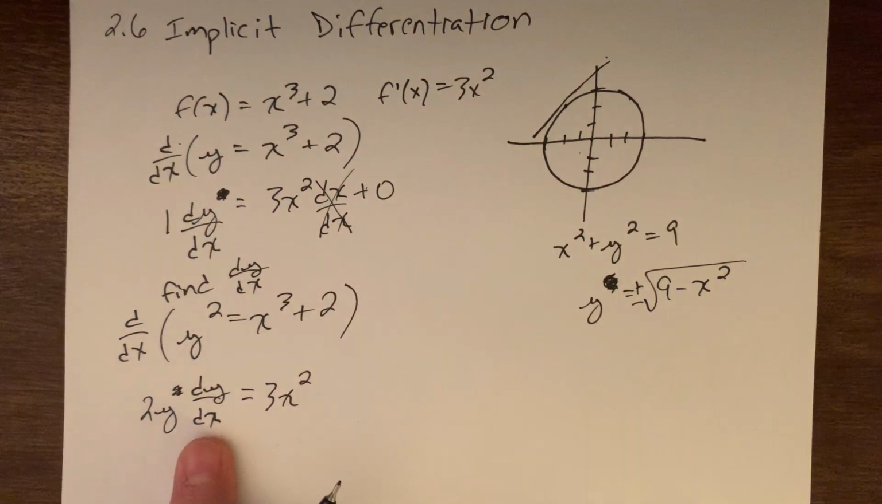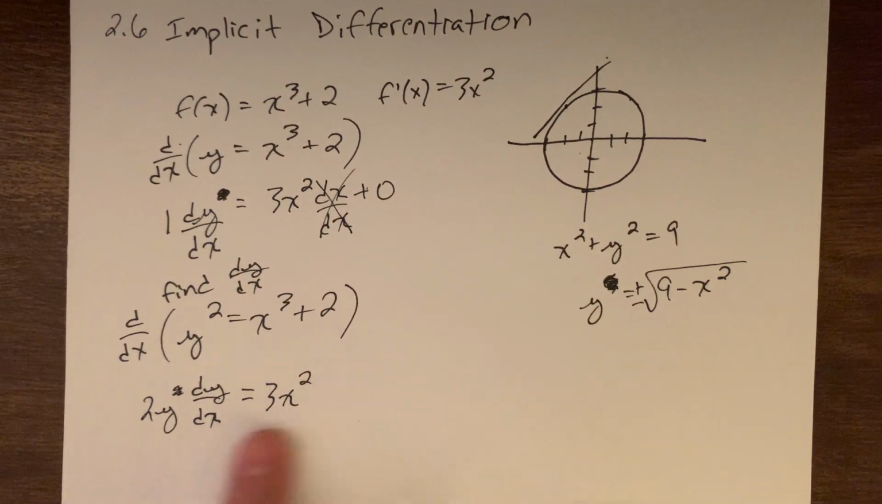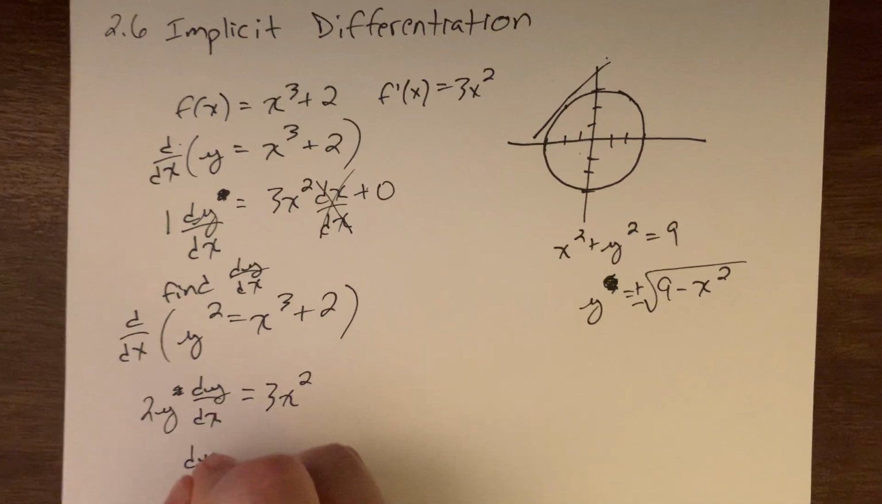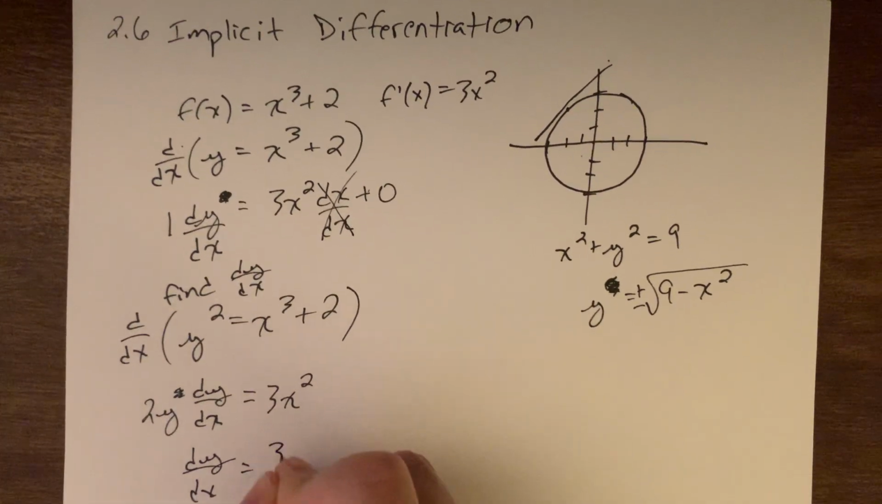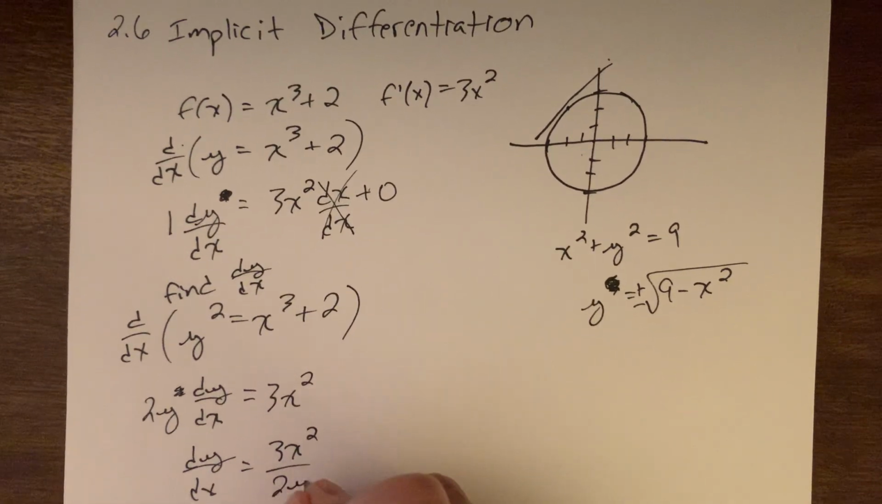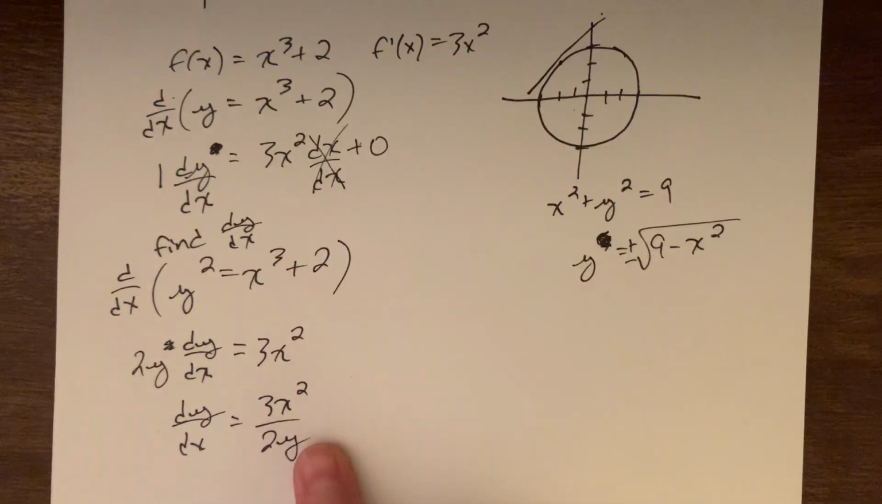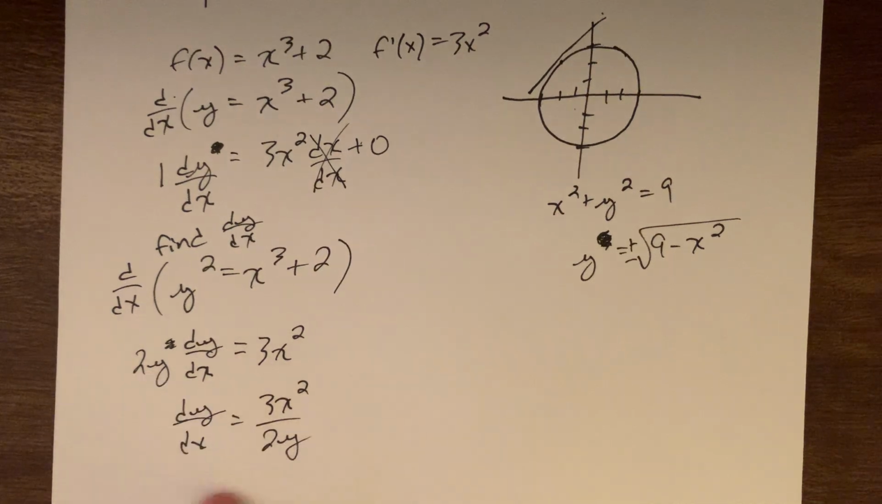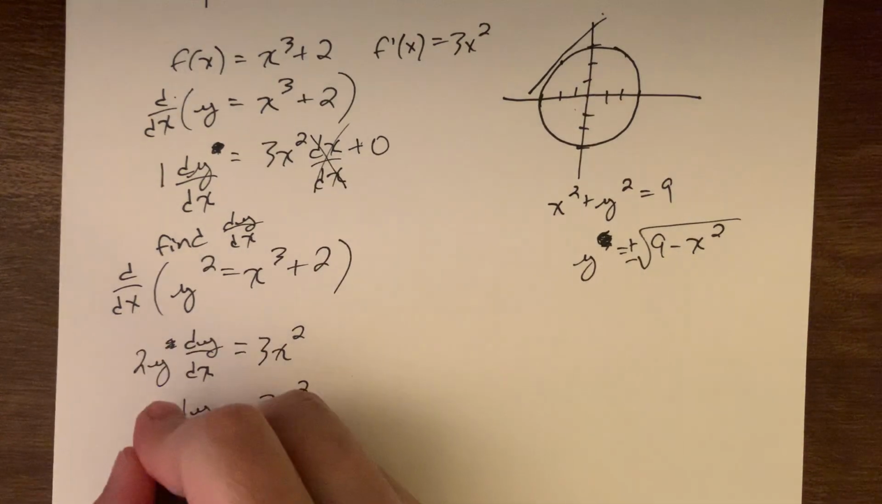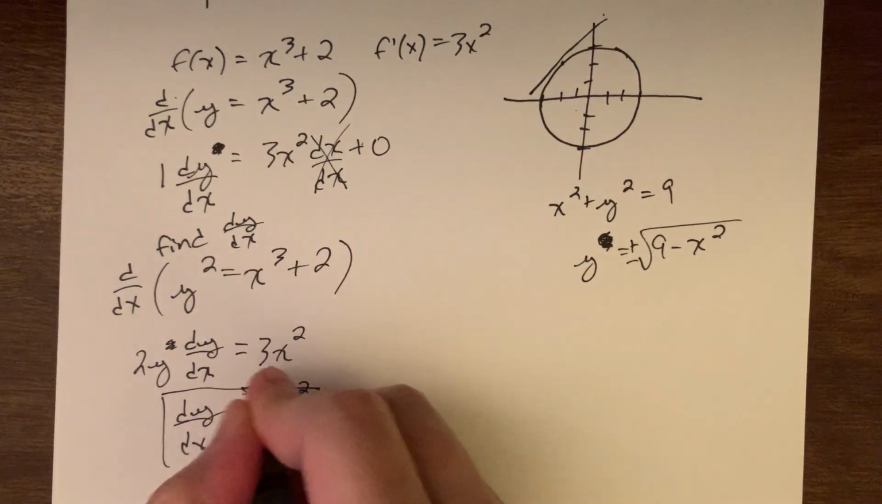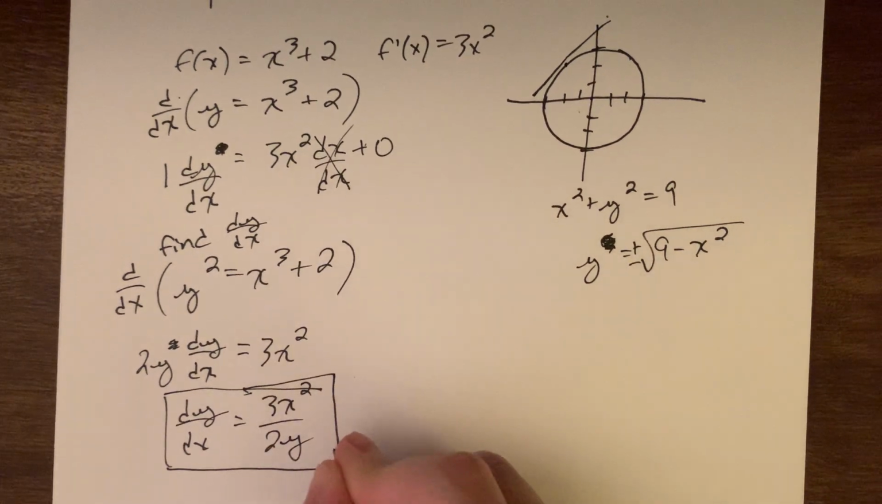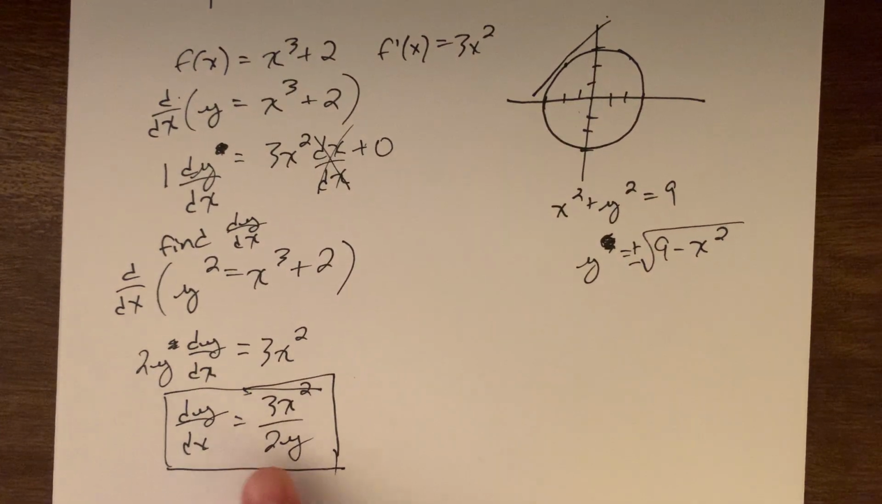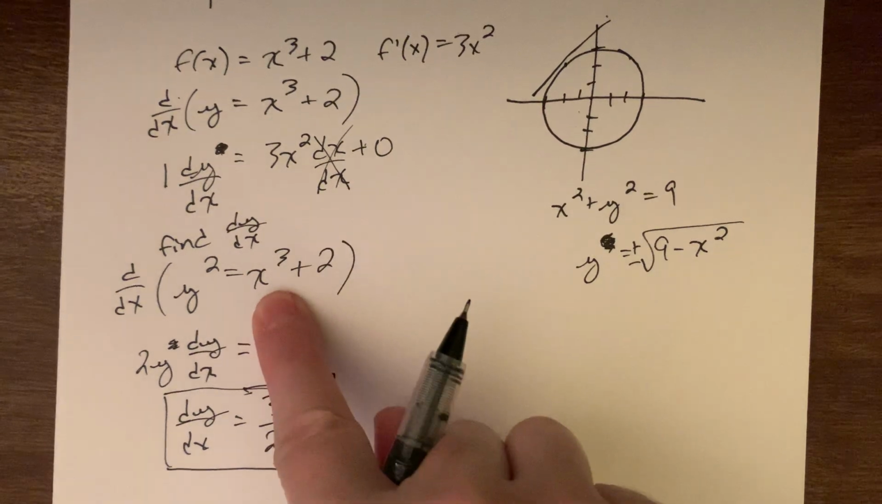Now the dy dx just comes up somewhere inside the equation, and we have to finish by solving for dy dx. So algebraically, 2y times dy dx, I divided the 2y over, and that would be your answer, your dy dx for this equation.